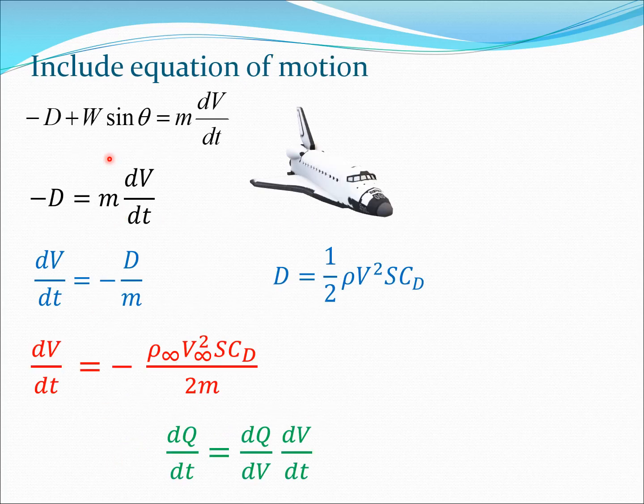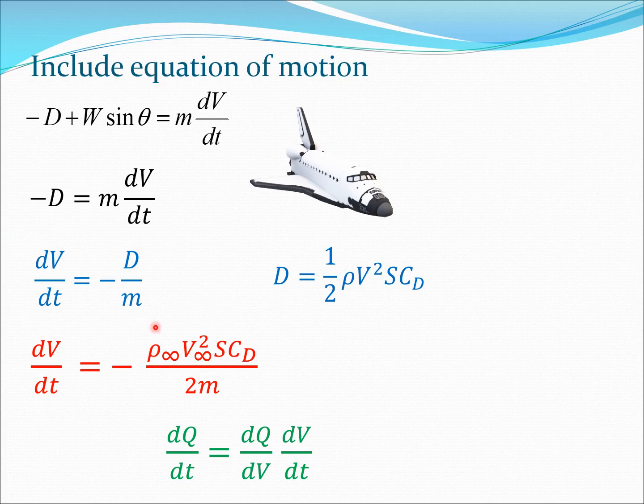Now let's return back to the equation of motion for this spacecraft. So essentially remember from our previous lectures that the equation of motion was minus d plus w sine theta is m dv by dt, and we can assume w to be much smaller than d because d is proportional to velocity squared. Velocity is very high, so this number d is going to be much larger than w. So therefore I can write minus d is m dv by dt, and I can write dv by dt is minus d by m.